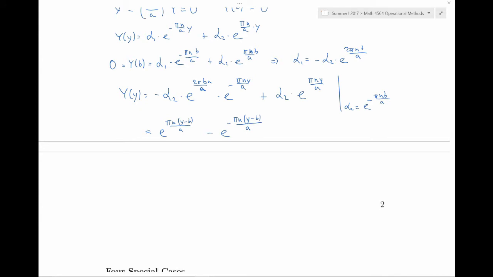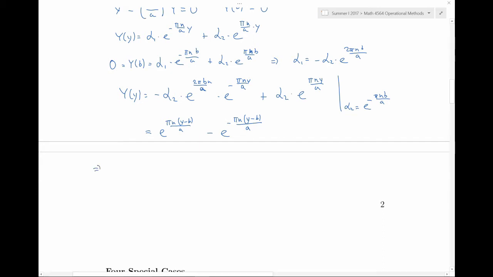There is no specific reason to assign this value to alpha 2, except that when I assign this particular value to alpha 2, I get functions that are a little bit more symmetric, and it becomes immediately apparent that when I plug in y equals b, both exponentials evaluate to e to the 0, and then we get 1 minus 1, and that's 0, and that this function satisfies the boundary condition that I prescribed.